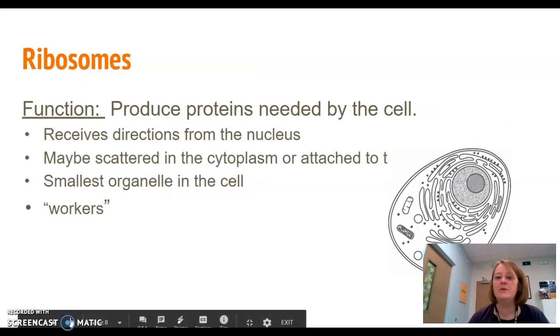Next we have the ribosomes, and we just talked about that. Do you remember where they're produced? Ribosomes are produced in the nucleolus.